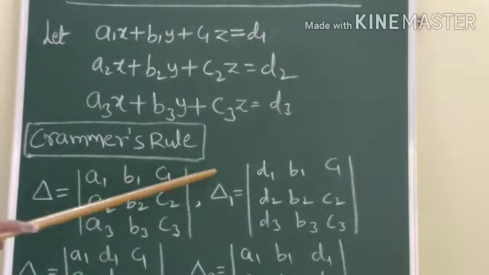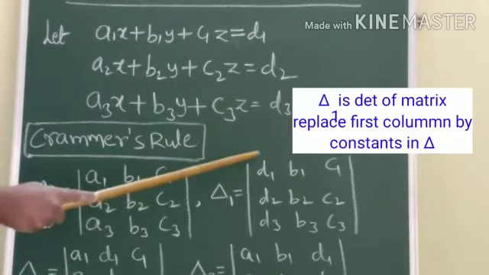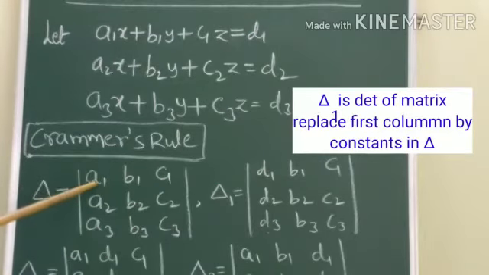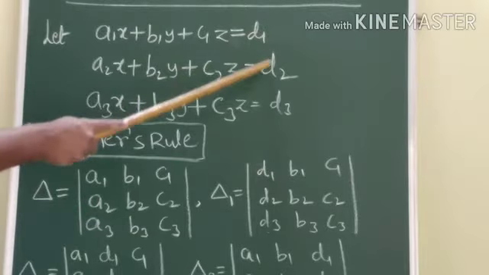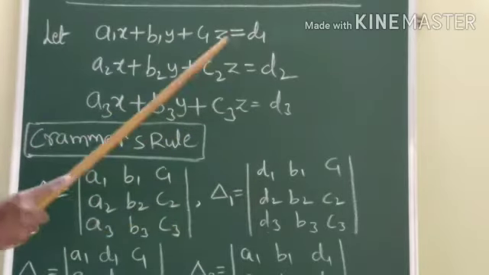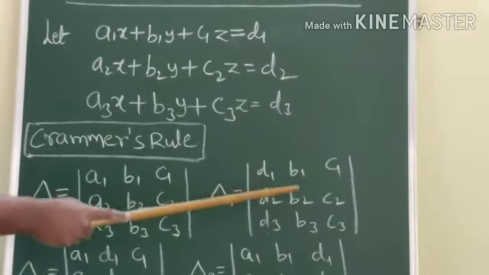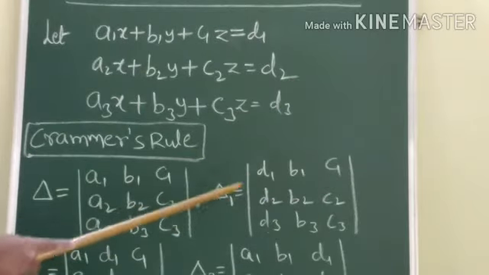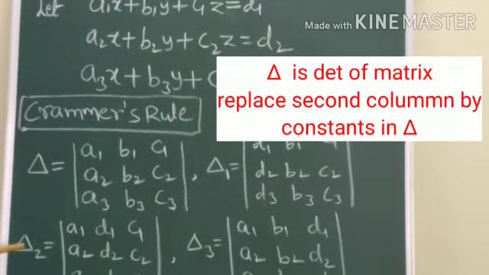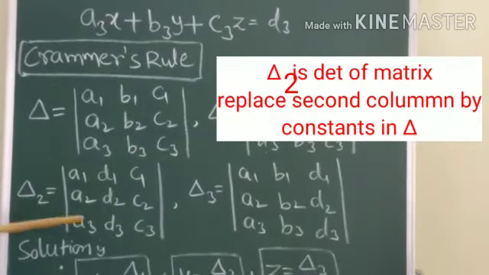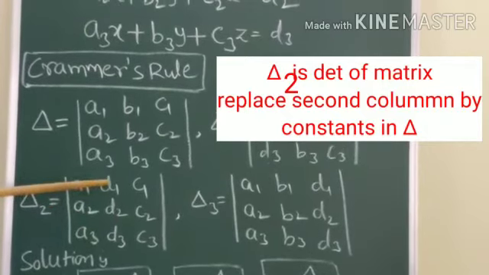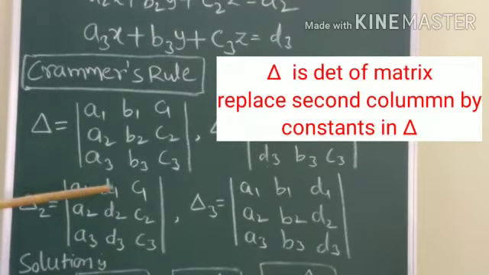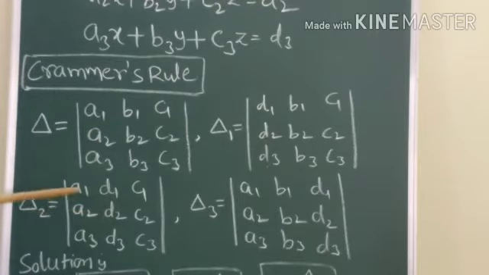Similarly, for delta 1, in the first column replace a1, a2, a3 with the constants d1, d2, d3, and the remaining columns are the same, that is b1, b2, b3, c1, c2, c3. The value of this determinant is called delta 1. Then go for delta 2. Here, delta 2 means we exchange the second column with the constants d1, d2, d3, and the remaining columns stay the same: first column a1, a2, a3, third column c1, c2, c3. This value is delta 2.